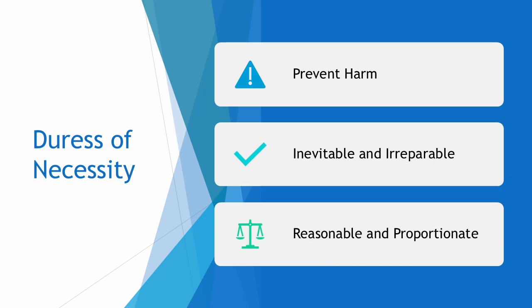The first element of duress of necessity is that the act must be done only to prevent inevitable and irreparable evil, as shown in Re F (Mental patient, sterilization), where doctors acted to protect a patient from harm. The second element of duress of necessity is that the act must be reasonable and proportionate to the harm avoided, as shown in Re A (Conjoined twins), where separating the twins was necessary to save one of their lives.